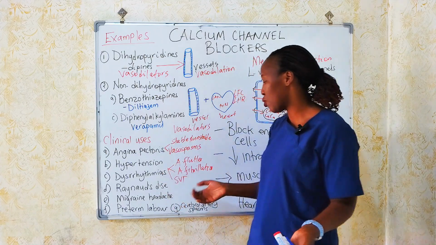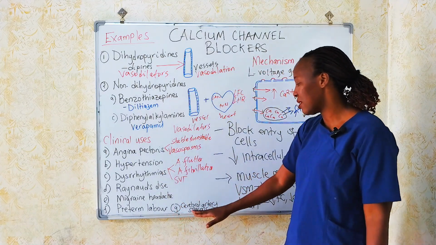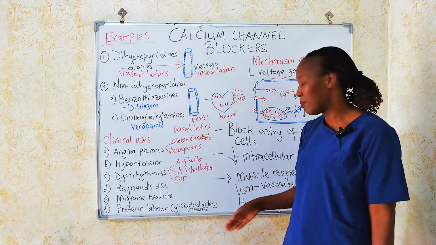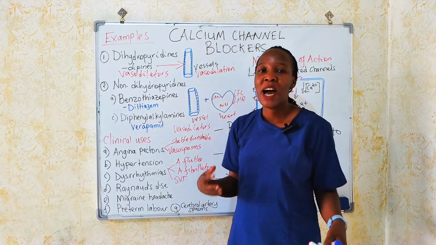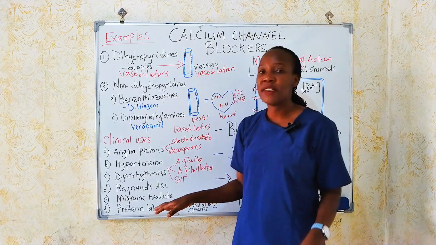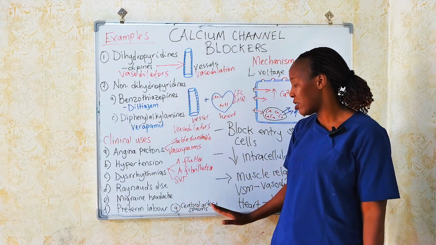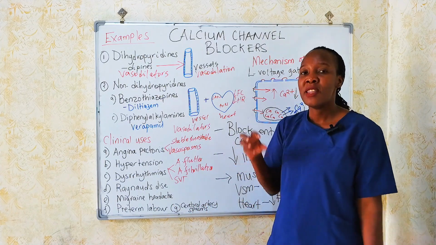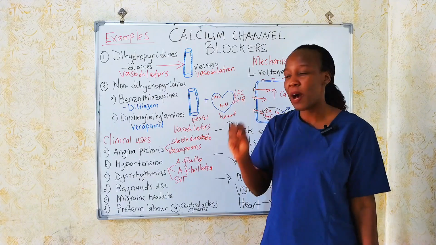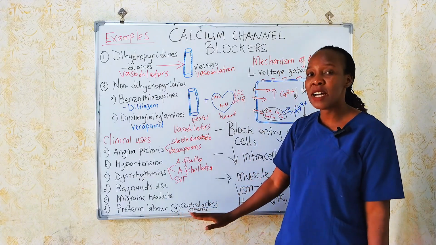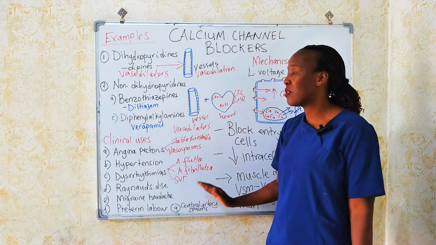smooth muscle. Then another indication is in cerebral artery spasms, especially if, for example, a client has had a cerebral hemorrhage or aneurysm, a ruptured aneurysm, and they're bleeding in the brain. The vessels usually also do undergo spasms, and calcium channel blockers are going to relieve those spasms.